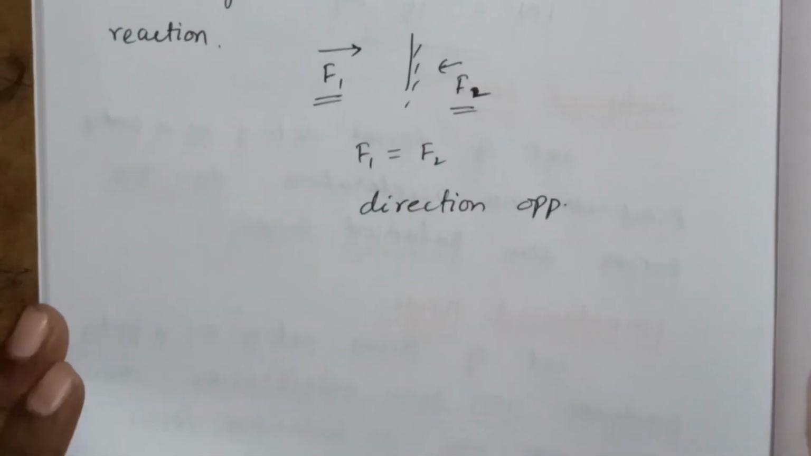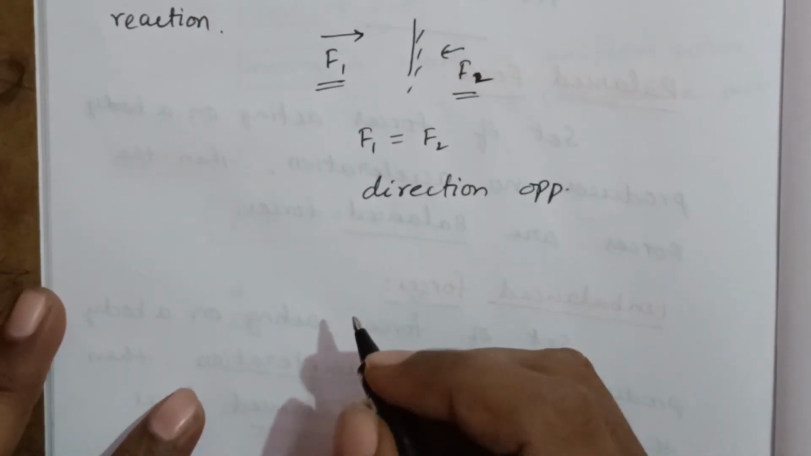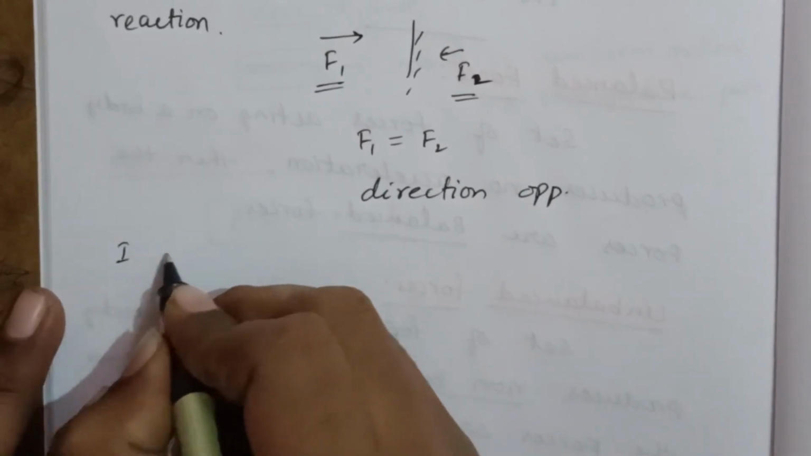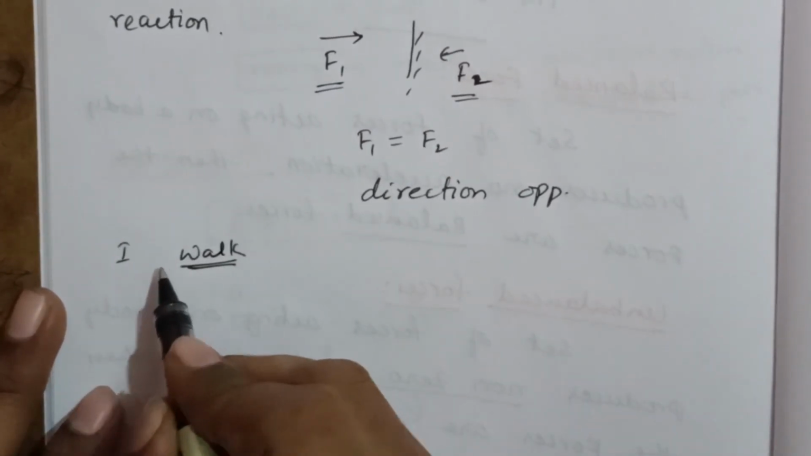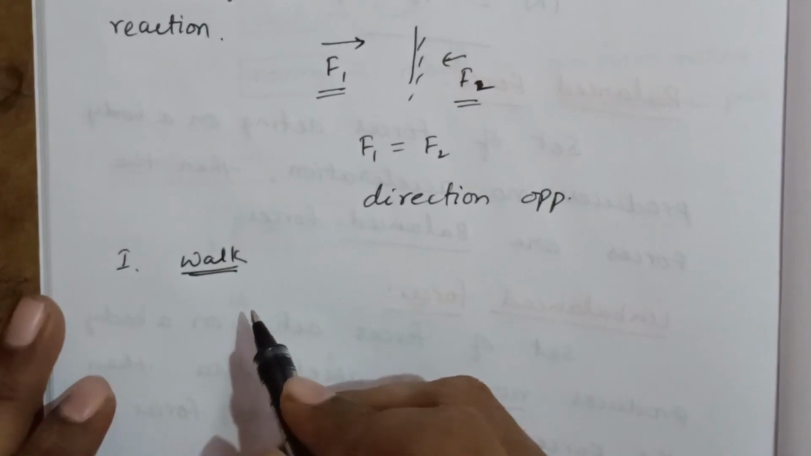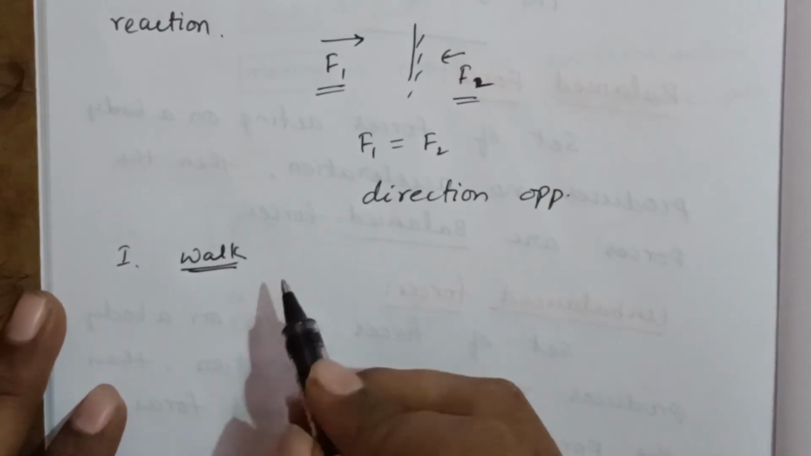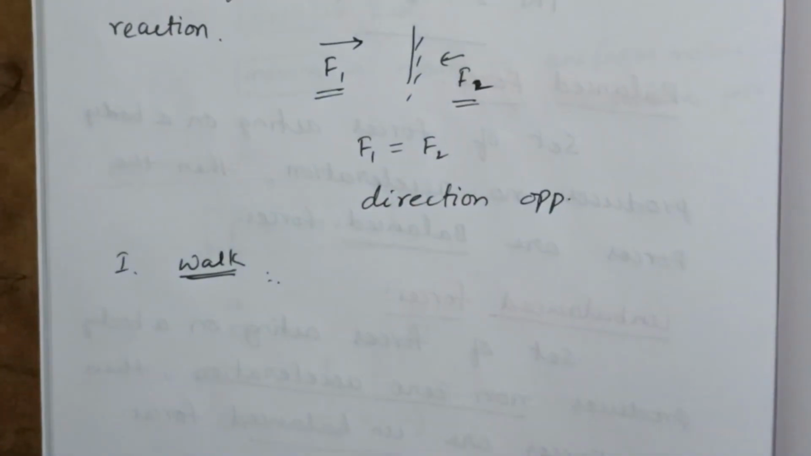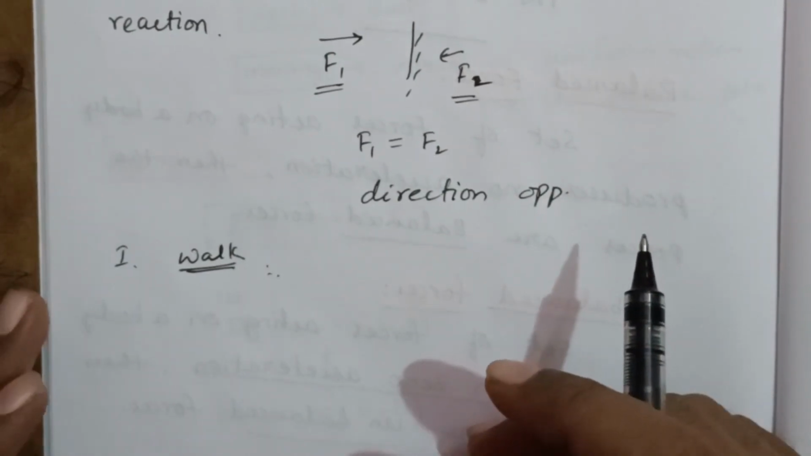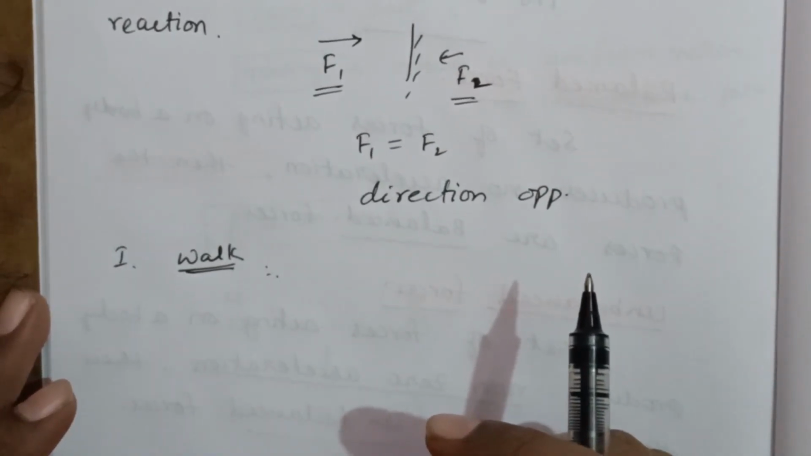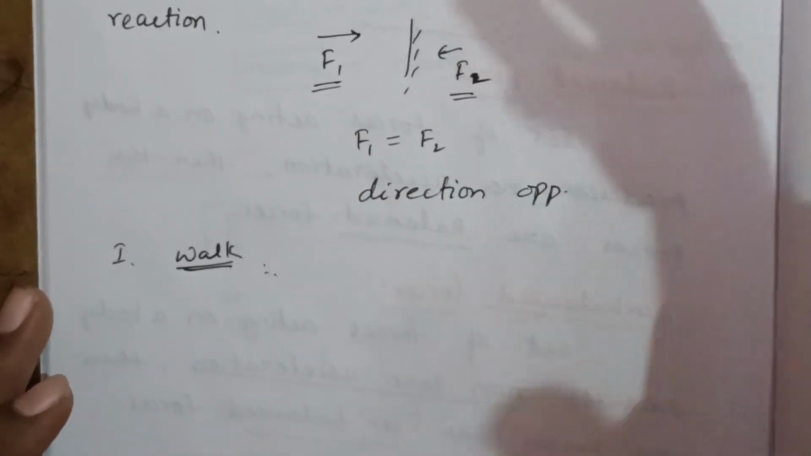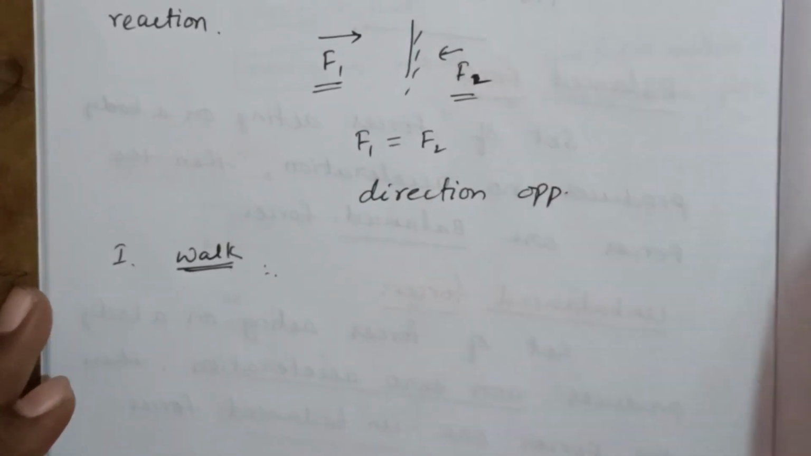We have some applications related to Newton's third law. The first one is that we are able to walk. Even if we don't know Newton's third law, we are able to walk. When we are going forward, we are pushing the floor backward, which means when we push the floor backward, the floor pushes us in the forward direction.